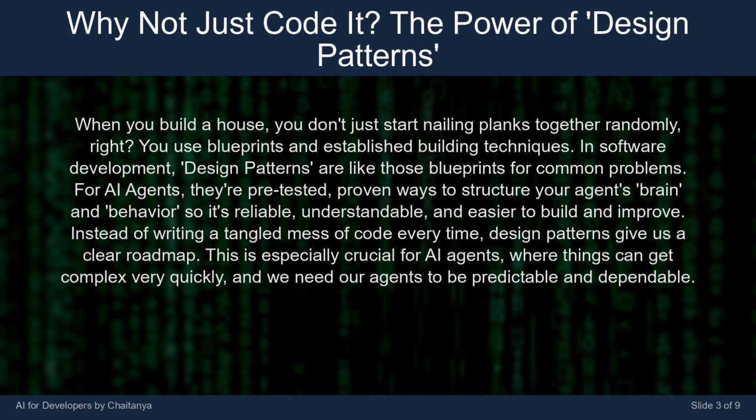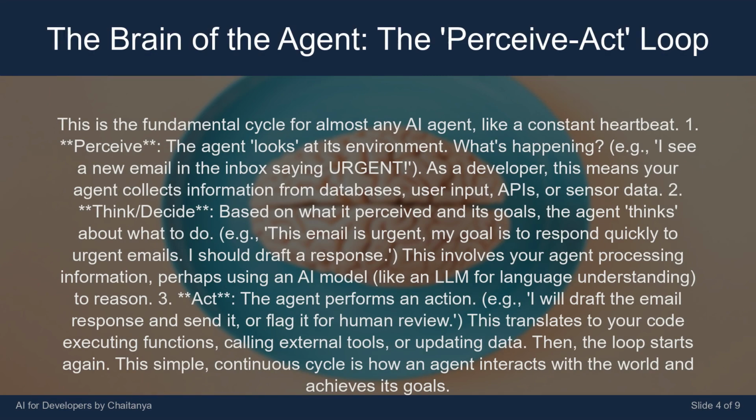This is especially crucial for AI agents, where things can get complex very quickly, and we need our agents to be predictable and dependable. This is the fundamental cycle for almost any AI agent, like a constant heartbeat. 1. Perceive. The agent looks at its environment. What's happening? E.g., I see a new email in the inbox saying urgent. As a developer, this means your agent collects information from databases, user input, APIs, or sensor data.